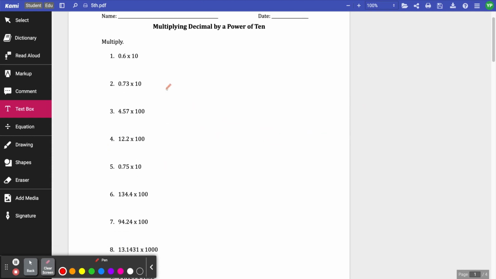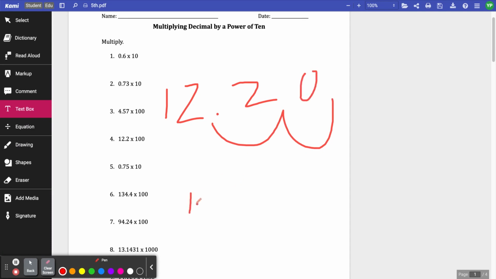And let's try number 4. It's going to be times 100, so you still have to move it 2 times. So it's going to be 1, 2. And then if there's an empty spot, you just fill it in with a 0. So it's going to be 1,220.